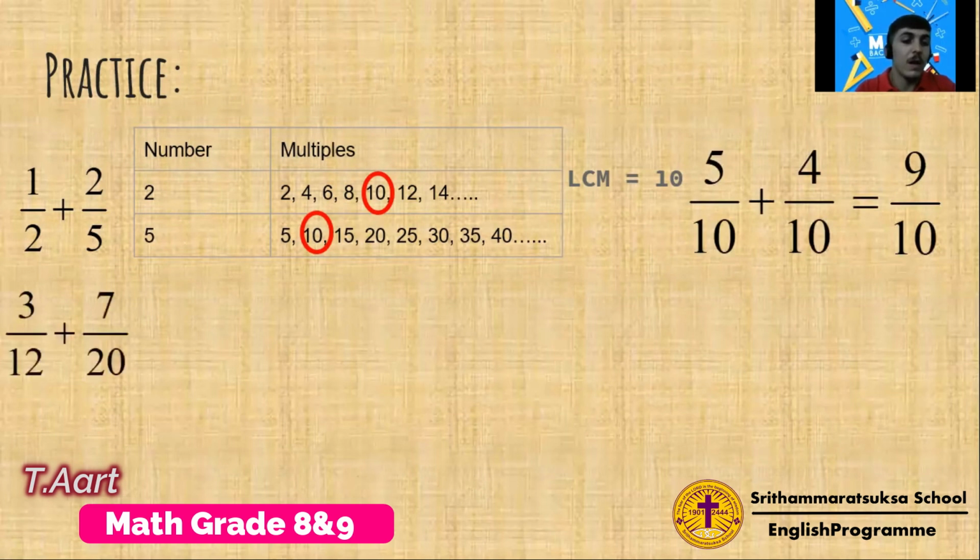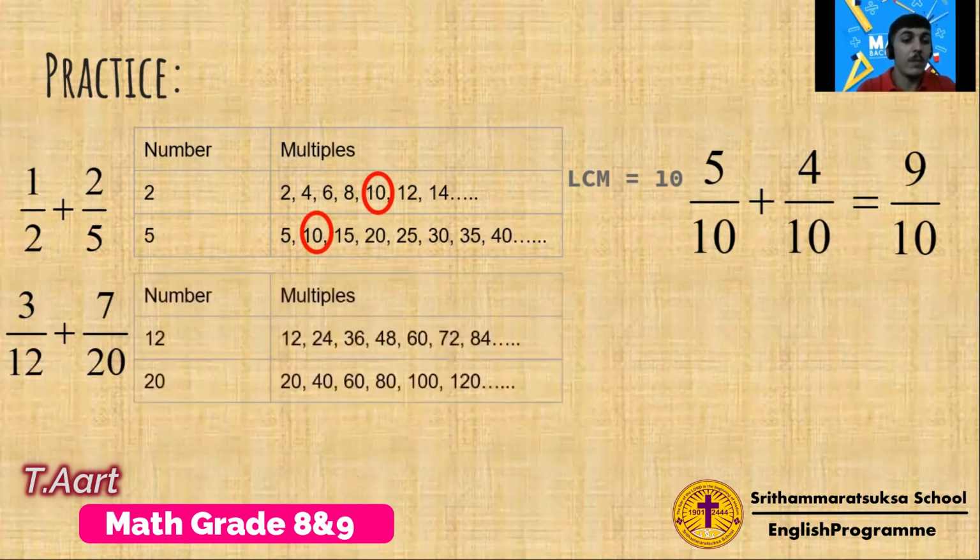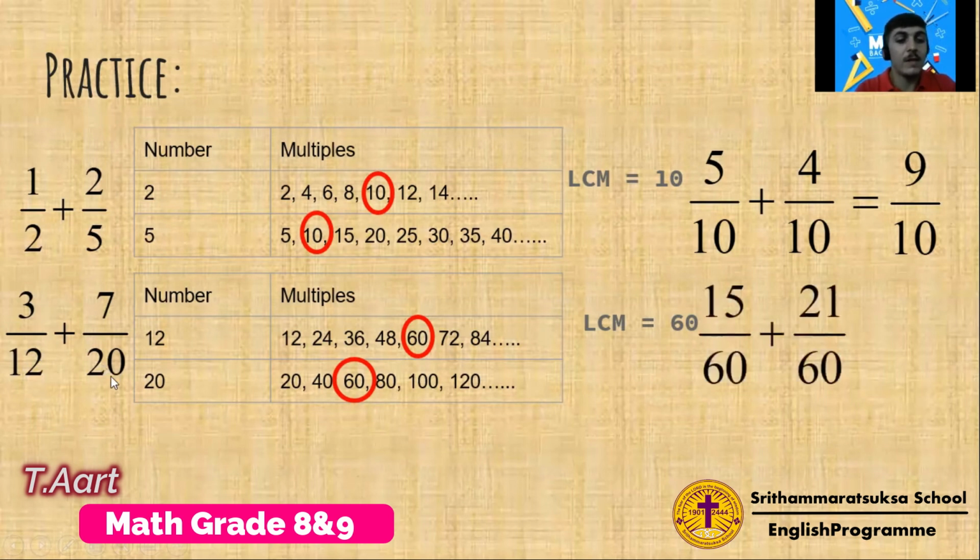Last example, 3 over 12 plus 7 over 20. We write down their multiples again, and we find the lowest common multiple, which is 60. So we have to multiply 12 by something to get 60. 12 times 5 gives us 60. So we times by 5 at the bottom, and we times by 5 at the top. And 20 times 3 gives us 60. And when we multiply the bottom, we multiply the top too. 7 times 3 is 21. So we've got 15 plus 21 is equal to 36 over 60.